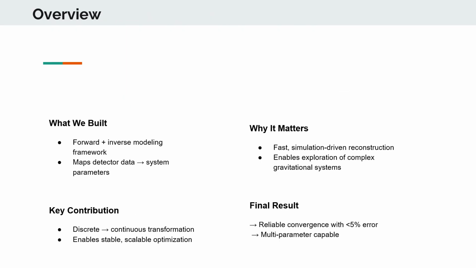And in this project, we developed a complete forward and inverse modeling framework for gravitational lensing. The key contribution was transforming the problem from a discrete formulation into a continuous one, which makes optimization stable and scalable. This allows us to reliably reconstruct system parameters directly from detector data. More broadly, this approach enables fast, simulation-driven exploration of gravitational systems, which is essential when working with incomplete or uncertain observations, and that's what makes this framework both practical and extensible. Ultimately, this turns gravitational lensing from a purely observational problem into a computationally solvable one.